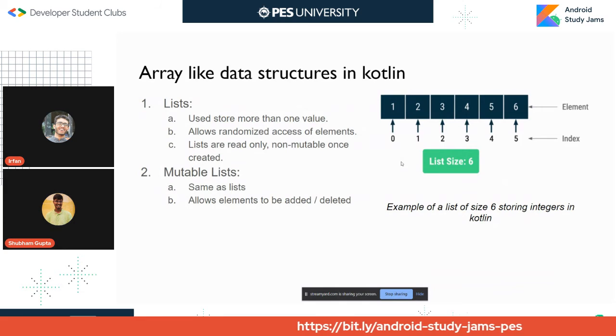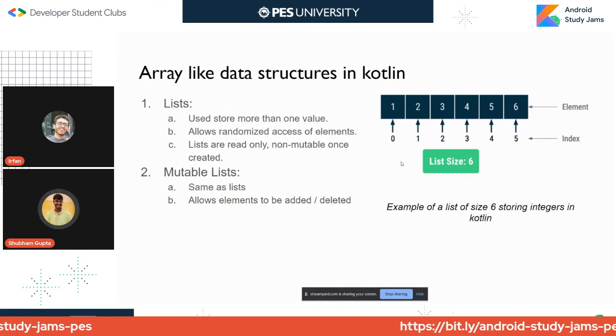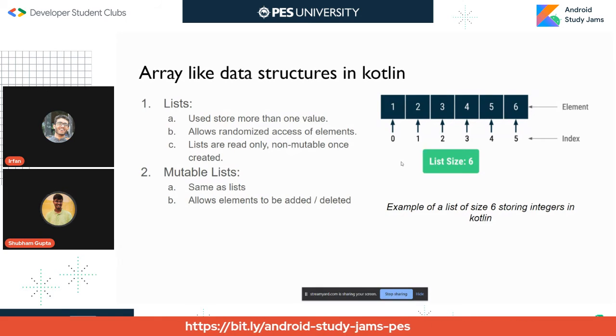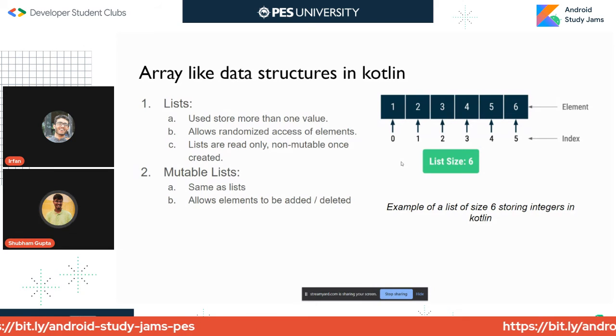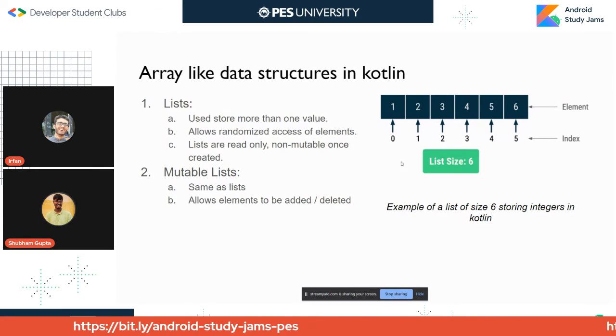All right, array-like data structures in Kotlin. Irfan already covered lists. He showed you how a list works and how you can iterate through a list. List is basically an array-like structure. In Java, we call it arrays. In Kotlin, it's called lists. In Python, it's called lists. The thing about lists is that they're not mutable. If you want to add or delete an element after it's been created, you can't do that.